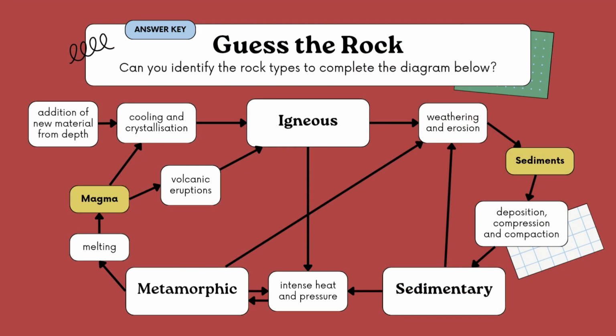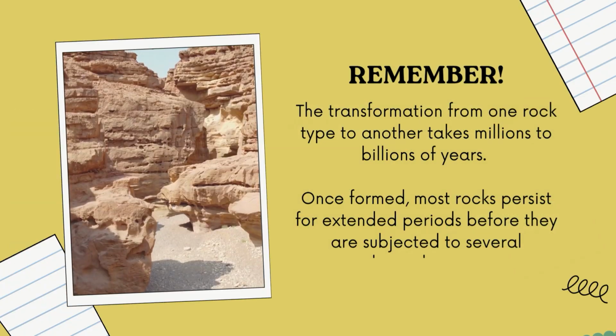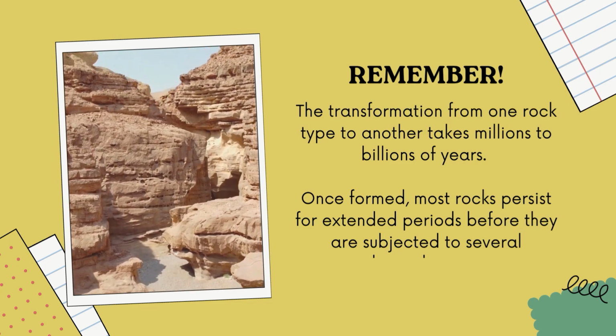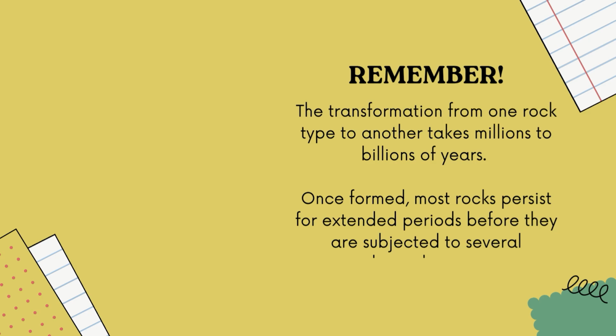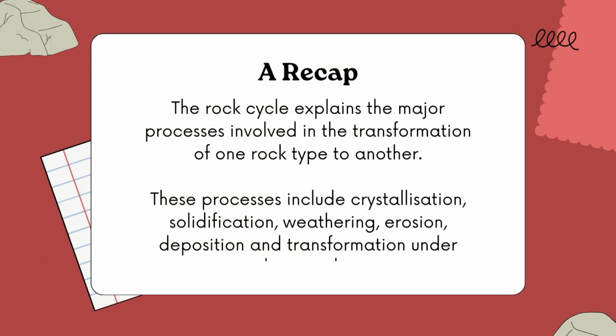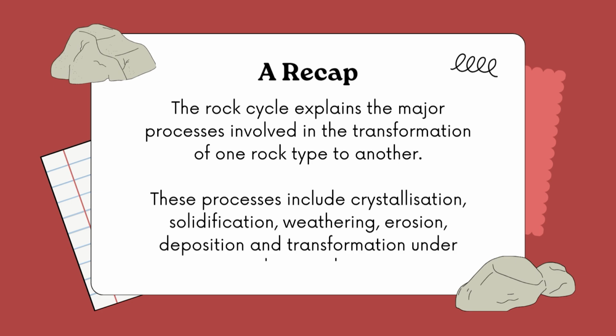Magma cools to form igneous rocks. Igneous rocks break down into sediments. Sediments form sedimentary rocks. Sedimentary rocks change into metamorphic rocks. Metamorphic rocks can melt again into magma. The cycle continues again and again. Remember, the transformation from one rock type to another takes millions to billions of years. Once formed, most rocks remain unchanged for long periods before they undergo new geological processes.